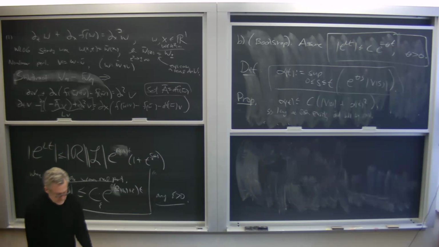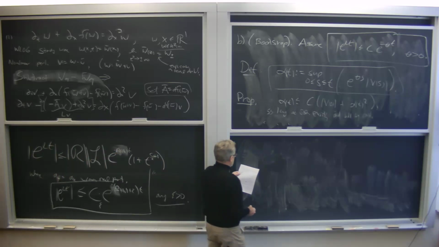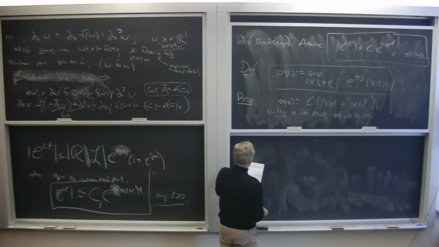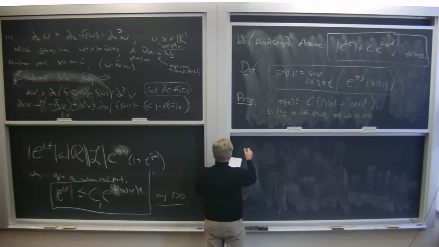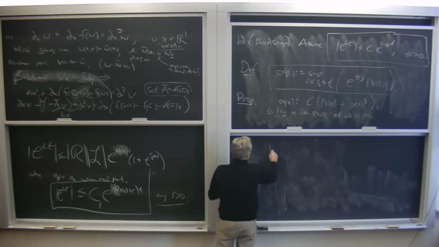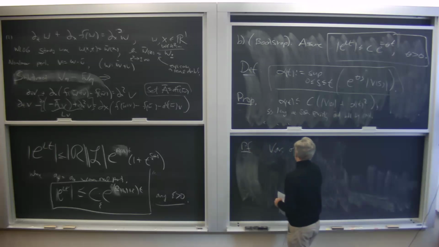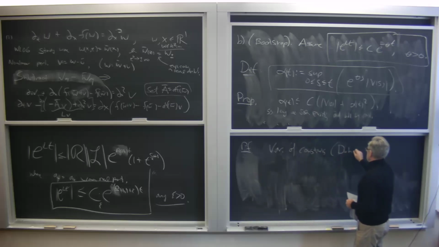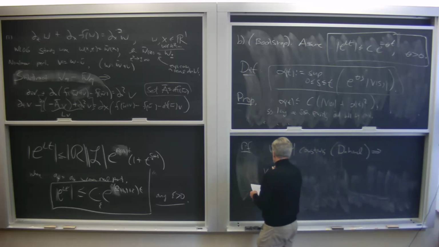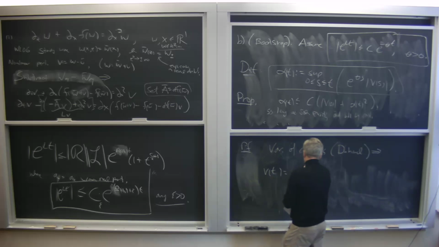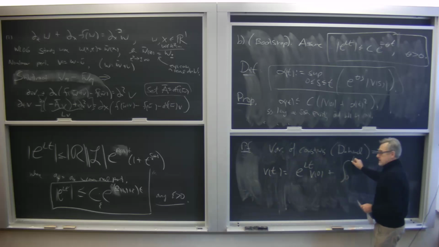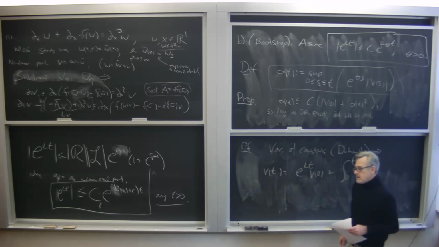Okay, I'll just prove it. Proof. So variation of constants or Duhamel formulation, whichever you prefer, gives the solution formula V of t is equal to e to the Lt V of 0 plus the integral. Sorry? Are you assuming V small?